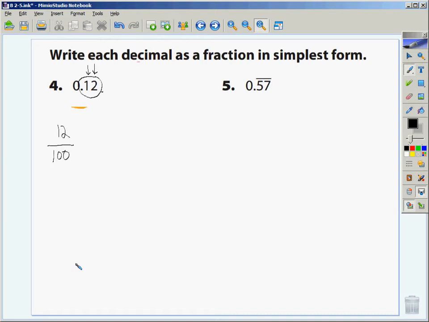Okay? Now, I can simplify this. What will go into both 12 and into 100? 4. And I'm going to divide both the numerator and the denominator by the same thing. 4 goes into 12 3 times. 4 goes into 100 25 times. So in simplest form, we get 3 over 25.